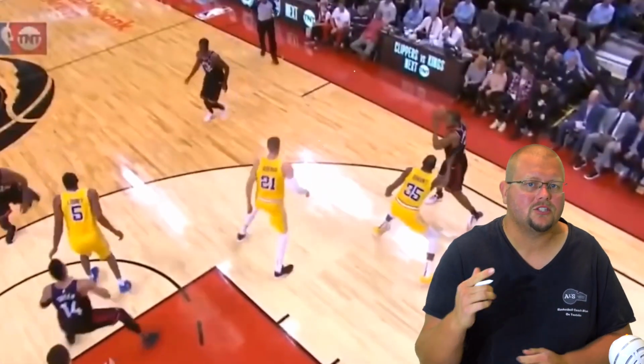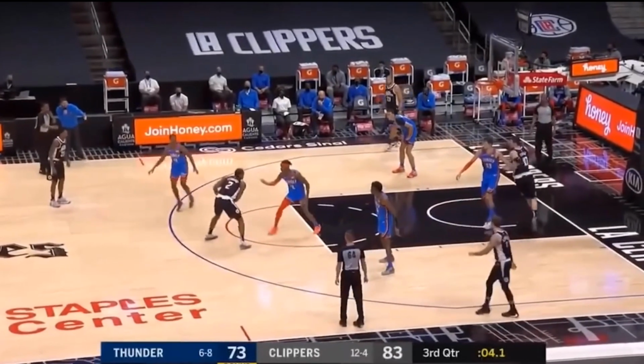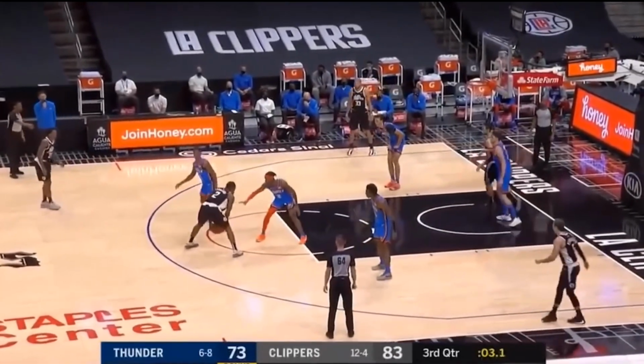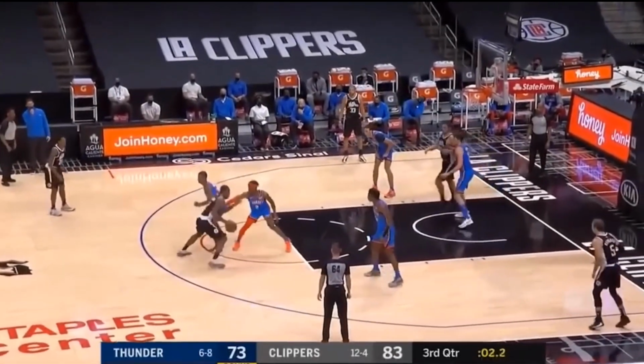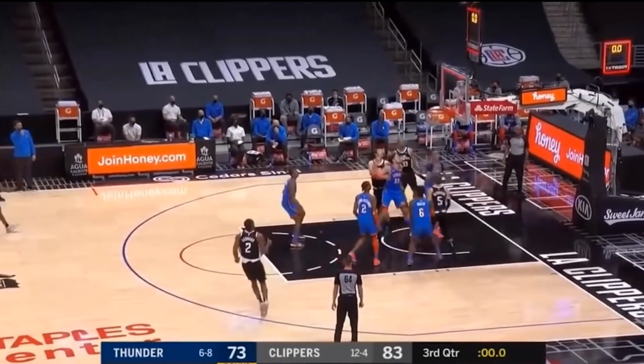Let's get down to it. Let's check out Kawhi Leonard. So the first way that Kawhi Leonard is able to score and get shots off against defenders is, of course, using footwork and shot fakes. This is going to allow him to get up for his shot wide open.